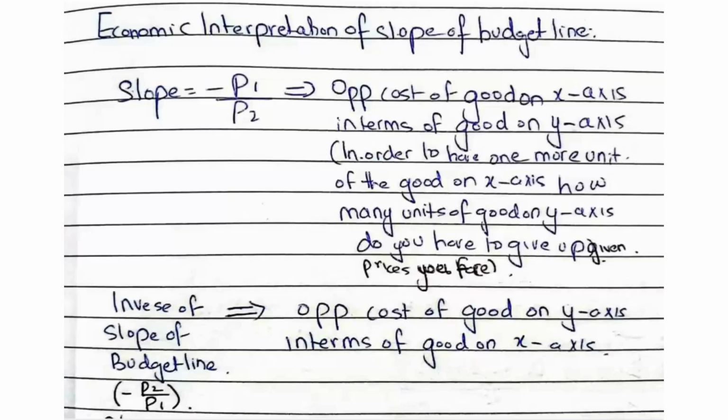What is this? This is the opportunity cost of the good on the x-axis in terms of the good on the y-axis. How many units of the good on the y-axis do you have to give up to get one more unit of the good on the x-axis given the prices you face?